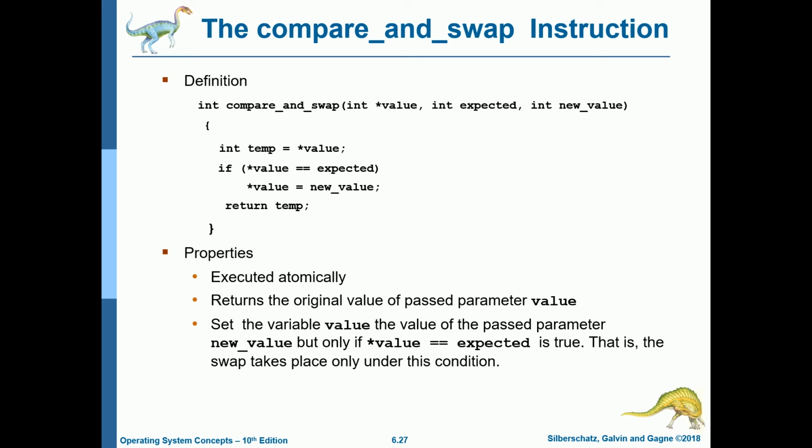The compare and swap instruction operates on three operands and it is defined here. The operand value is set to the new value only if that value is what we expect. Regardless, compare and swap always returns the original value of the variable value. Now, the important characteristic of this instruction is that it is executed atomically. Thus, if two compare and swap instructions are executed simultaneously, they will execute sequentially in some arbitrary order.